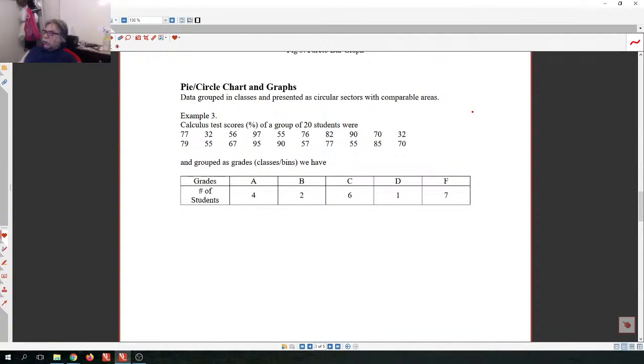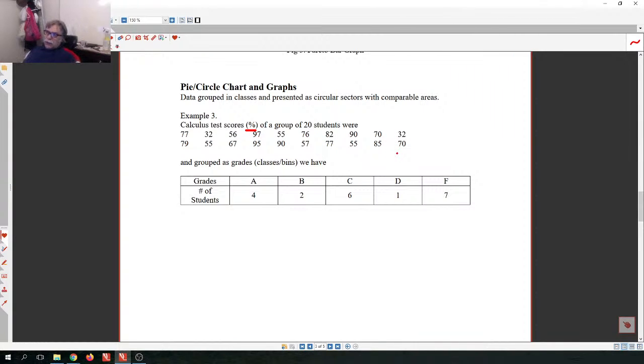Okay, pie charts. Circle charts are often called pie charts. People usually call them pie charts, pie graphs, circle graphs, pie diagrams. Very often done. So I have here a group of 20 students, a calculus test, one of the calculus tests. The first student has a score of 77. 77 is probably percent. The next one, yeah, it says percent. 32%, the next one 56%, the next one 97%, and on you go.